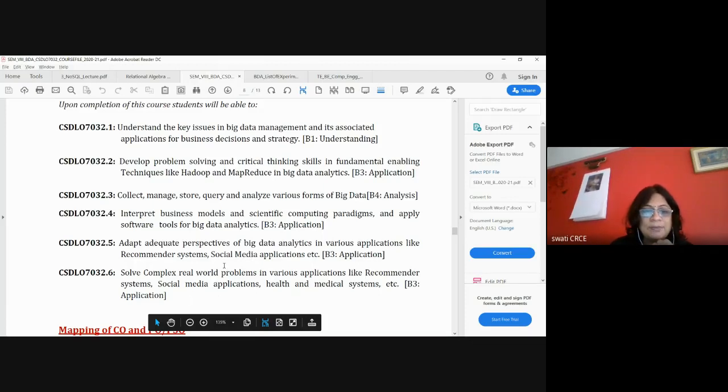So this will not happen at the end. You have to start working from now for CO6, where my objective is that my student should be able to solve a real world problem using big data analytics.